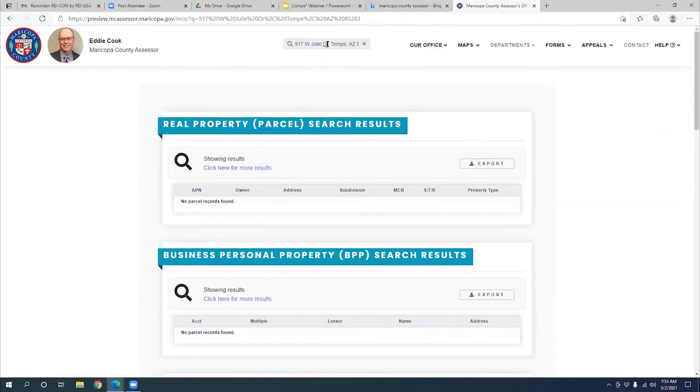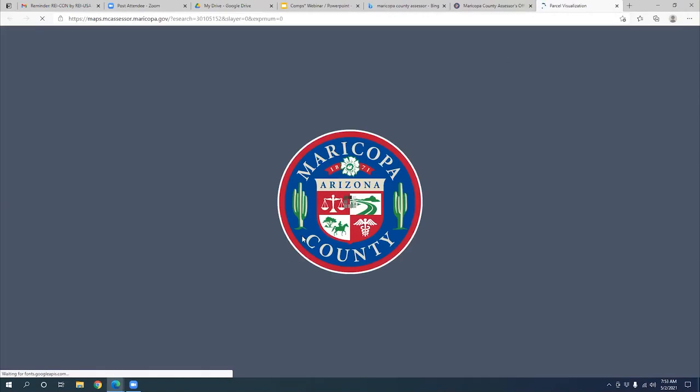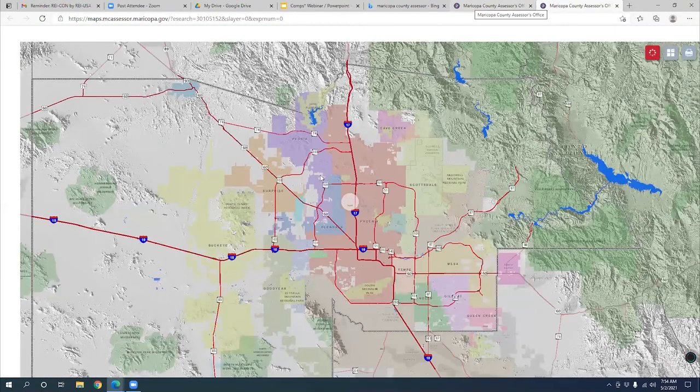I'm gonna do this today. So if you put in the full address and it tells you there's no answers, back it up and just put in part of the address. So 917 West Julie Drive, it's going to be right here. This is going to give you your map of it.